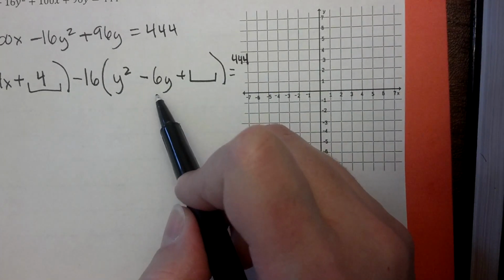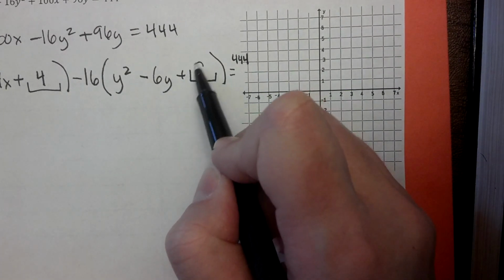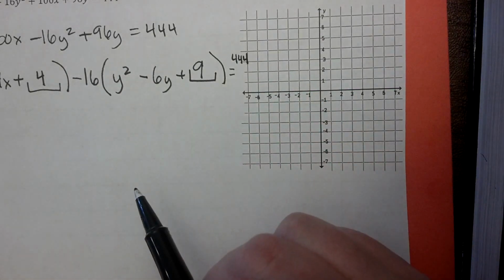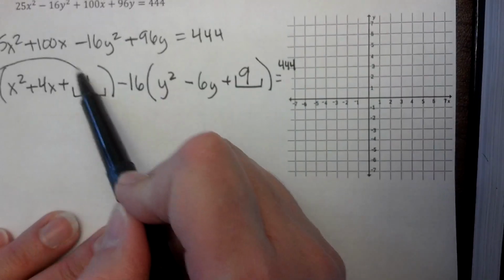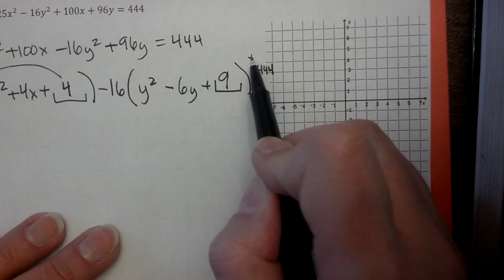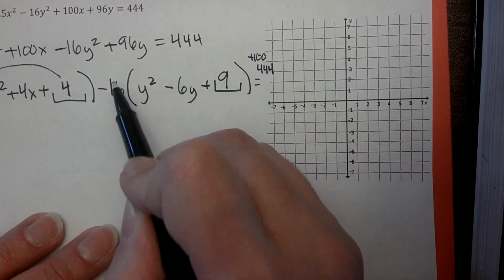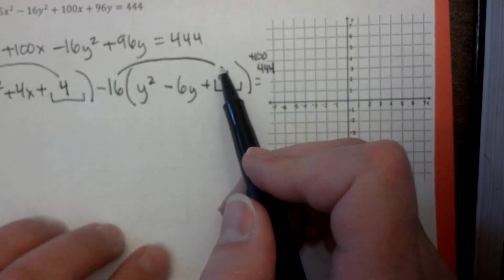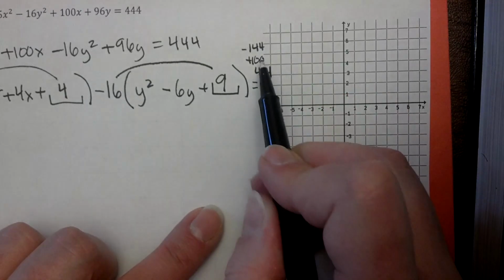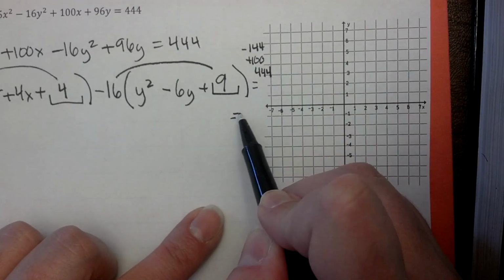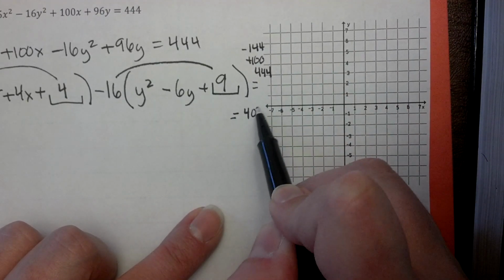Negative 6 divided by 2 is negative 3. Negative 3 squared is 9, so that's going here. Now I have to cancel out my special number. So 25 times 4 is 100, so I'm going to add 100 over here. Negative 16 times 9 is negative 144. So I'm going to add all these together, and I'm going to end up having it equal to 400.